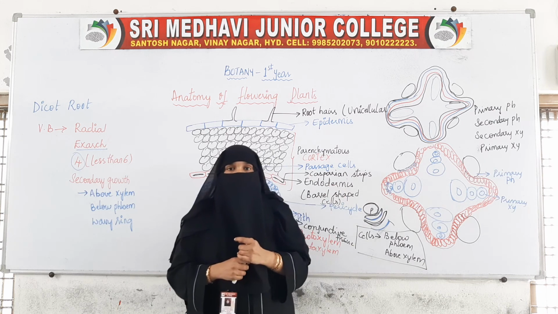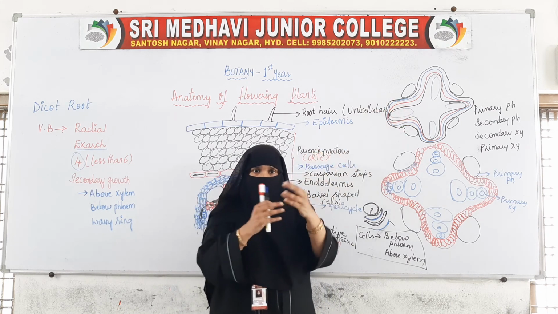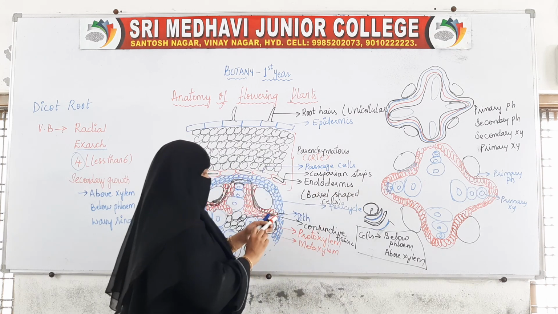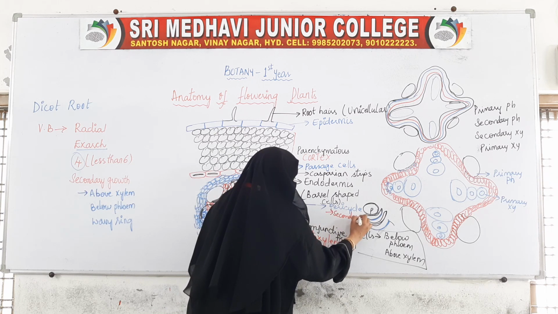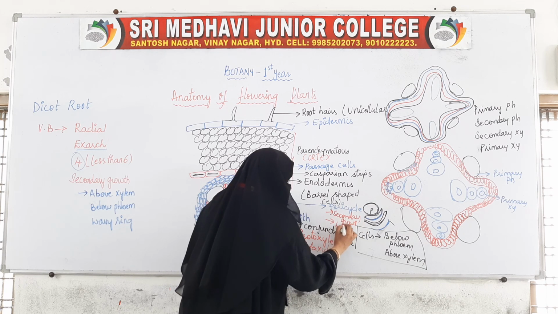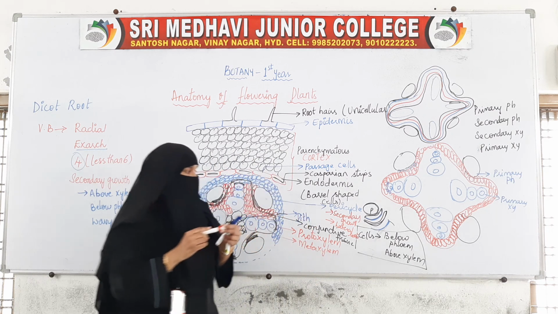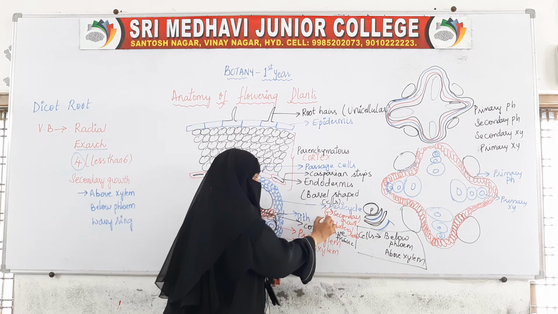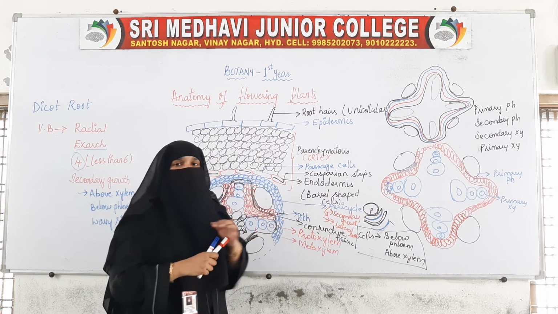So this is how secondary growth will be seen. A layer of cells is added and secondary growth can be seen. This pericycle helps in secondary growth, as well as in the formation of lateral roots.